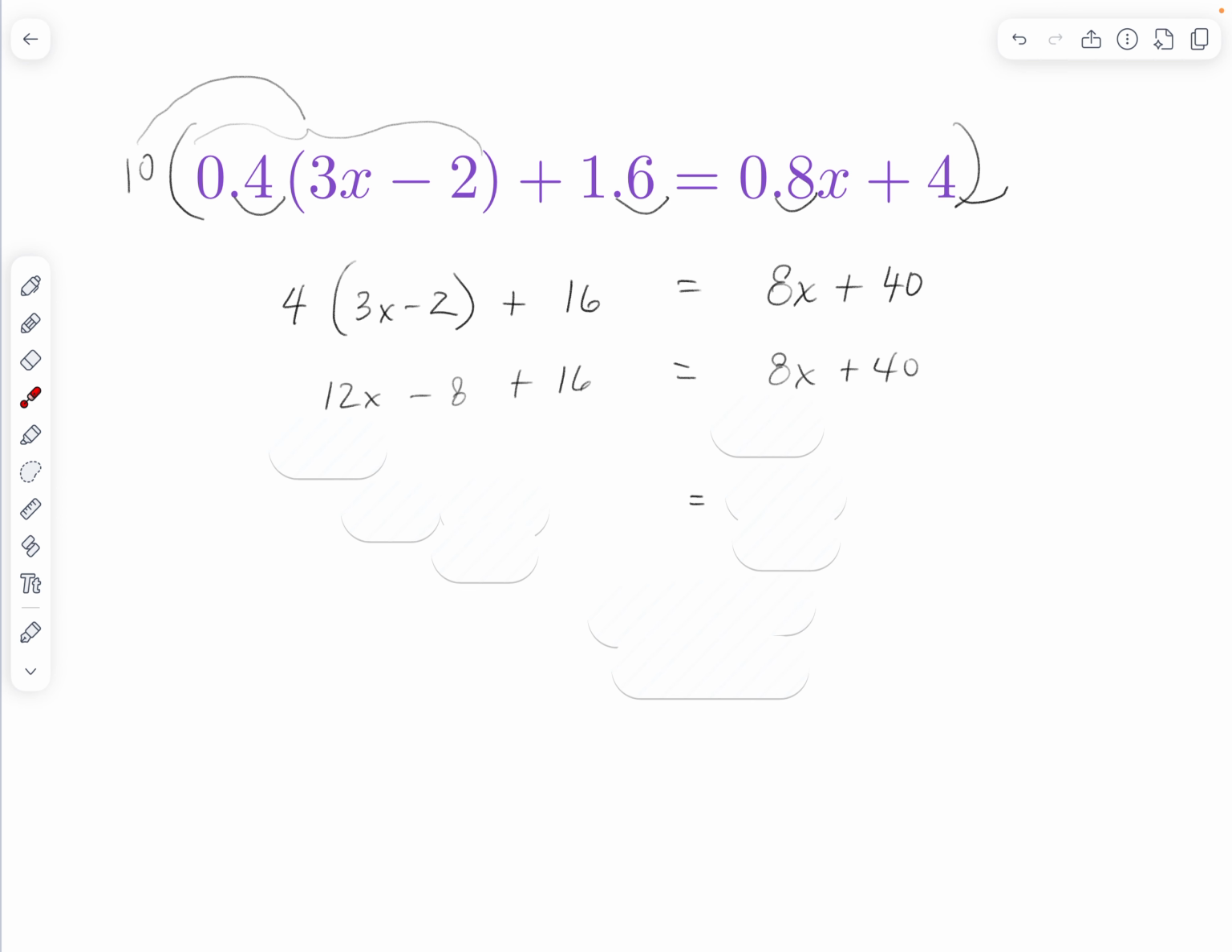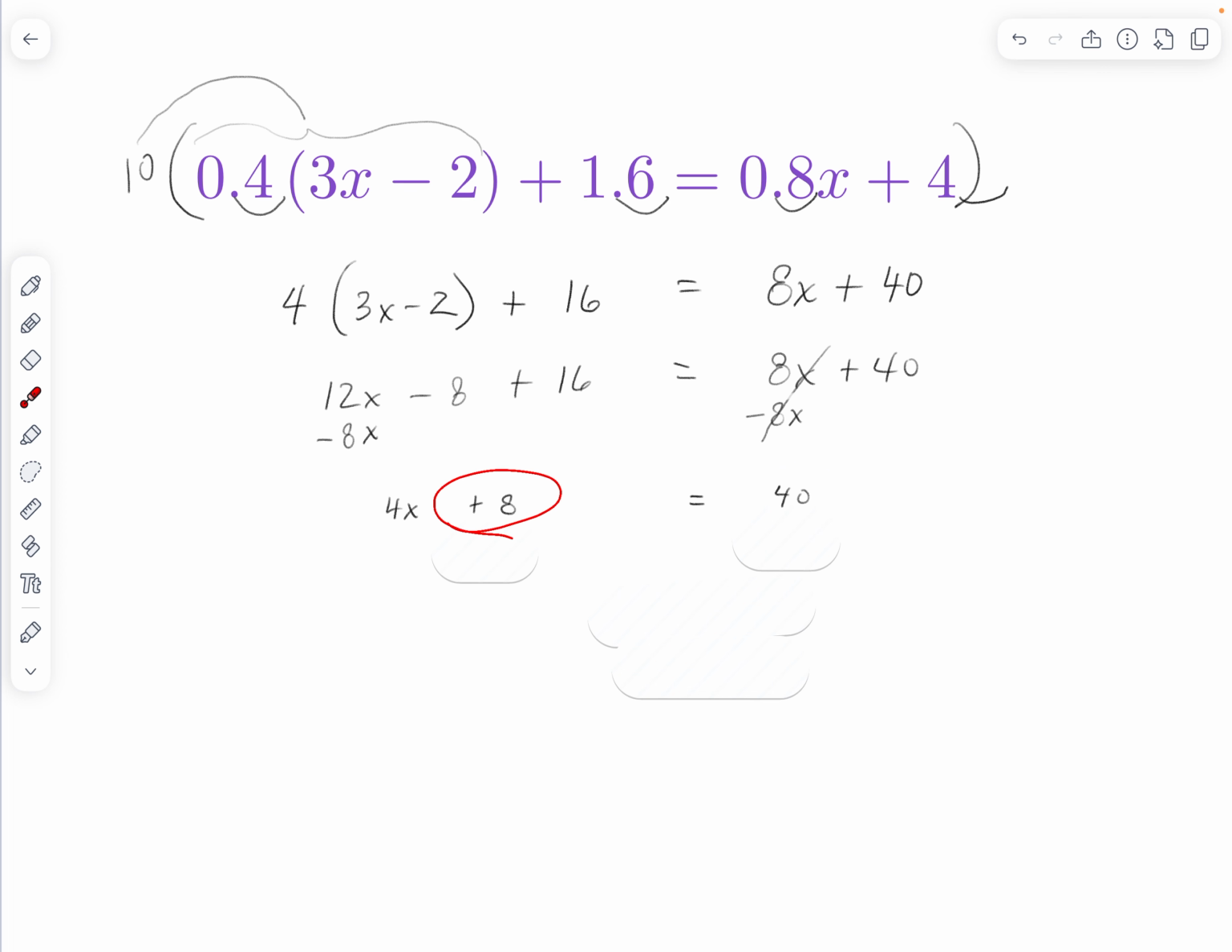The next thing I want to do is let's take the 8x over to the other side by subtraction. So we can move it. That means that these are going to zero each other out. My 12x minus my 8x is going to be 4x. The next thing I'm going to do is let's go ahead and combine like terms here. This is going to be a positive 8. And over on the right side, I'm just going to have a 40.